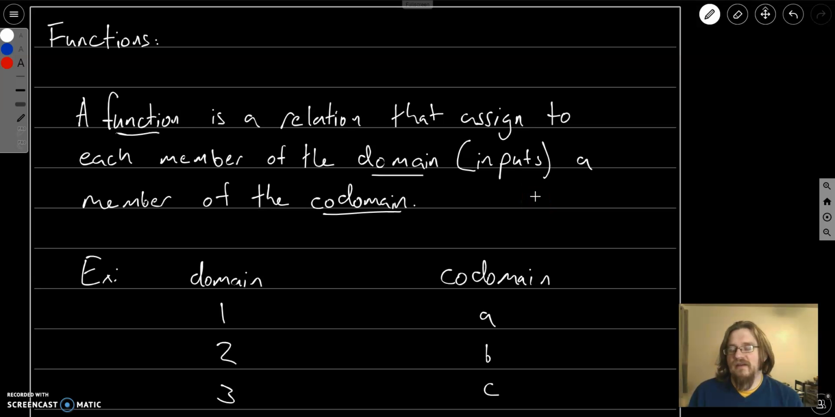Hello and welcome back. In this video we'll be talking about the second topic in applied calculus, which is functions. And we'll start with the definition. This is a slightly technical definition, but I'll talk us through it.